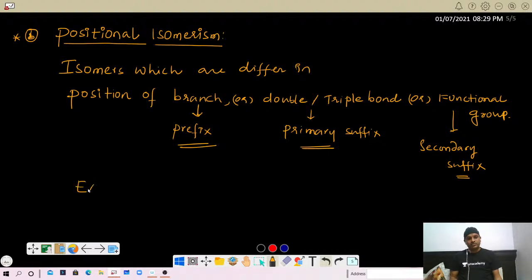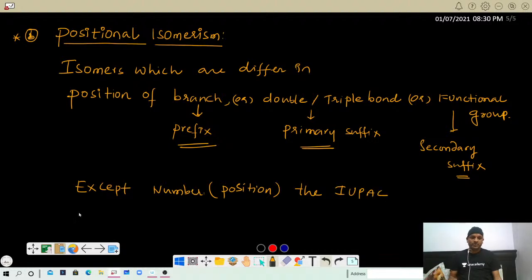So except the positions, except numbers, that means a position, while we give numbering for the position of a branch or double bond or triple bond, except the number, the IUPAC name of the isomers is the same, is similar. So this condition you have to see.